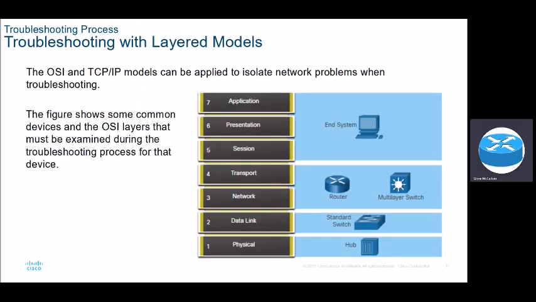All right, so troubleshooting with layered models. The OSI and TCP/IP models can be applied to isolate network problems when troubleshooting. The figure shows some common devices and the OSI layers that must be examined during the troubleshooting process for that device. End systems are application layer devices. Routers and multilayer switches are layer 3, and of course they can do layer 4 things as well. A standard switch is layer 2, and a hub is layer 1. You'll see many of them these days.